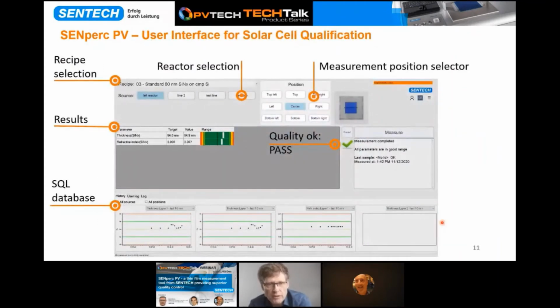So let's have a closer look at the SENPERC user interface. Right at the top, there is a drop-down menu for selecting the proper recipe for a specific solar cell application. Right below this is a way to select the cell which comes from a certain reactor. At the moment, we can select up to 4 reactors, but this is, of course, adjustable to customer needs. To the right of this, we find the position selector, where we can say at which position the solar cell should be measured: in the center, in the edge, at the top, and so on.